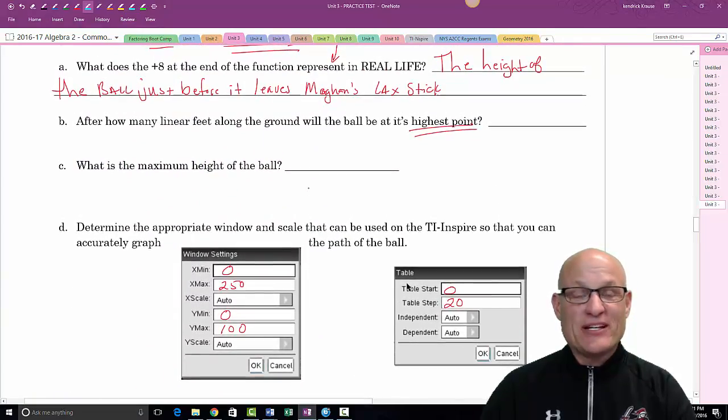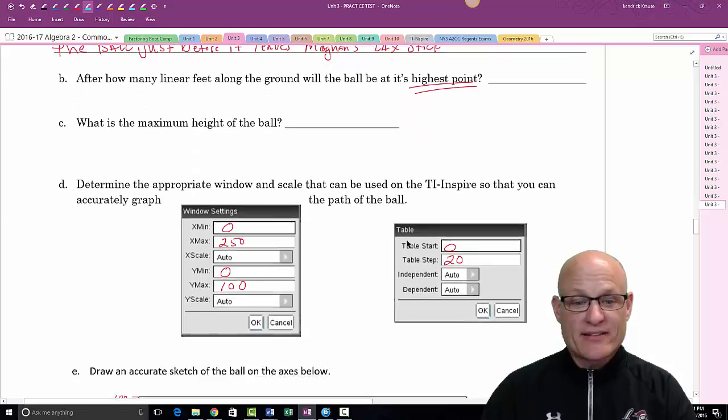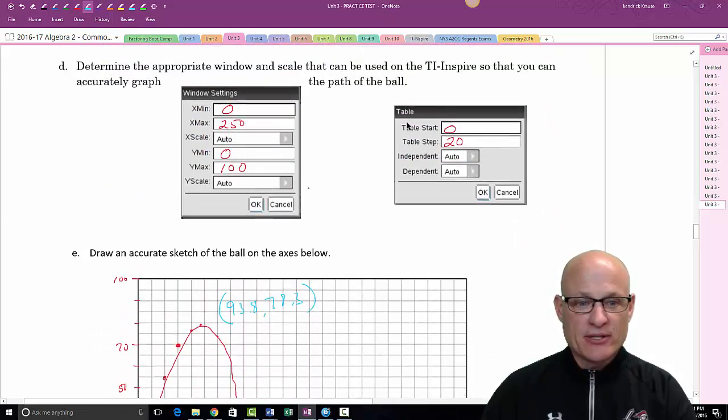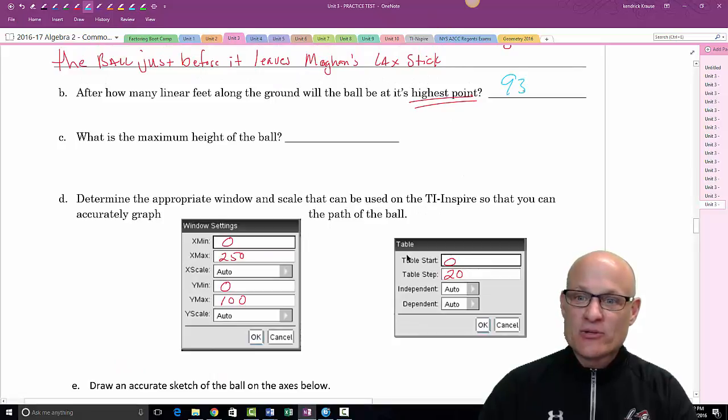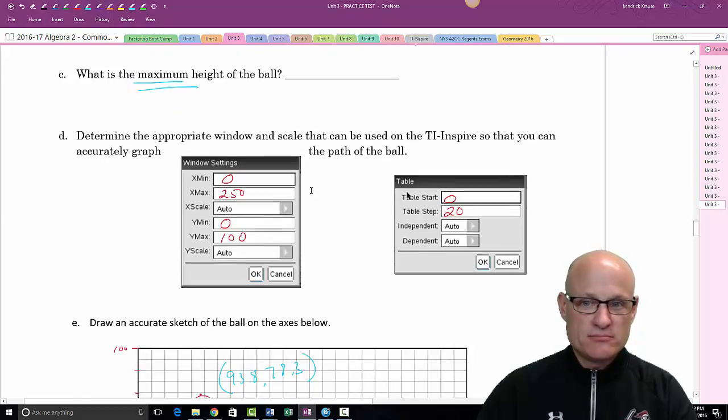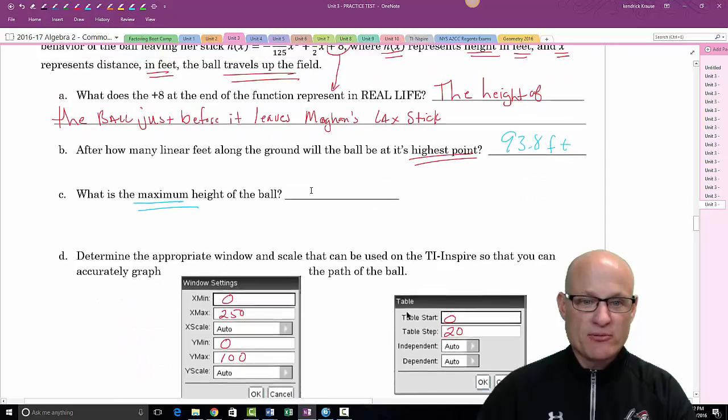After how many linear feet along the ground will the ball be at its highest point? At 93.8 feet. What is the maximum height of the ball? 78.3 feet.